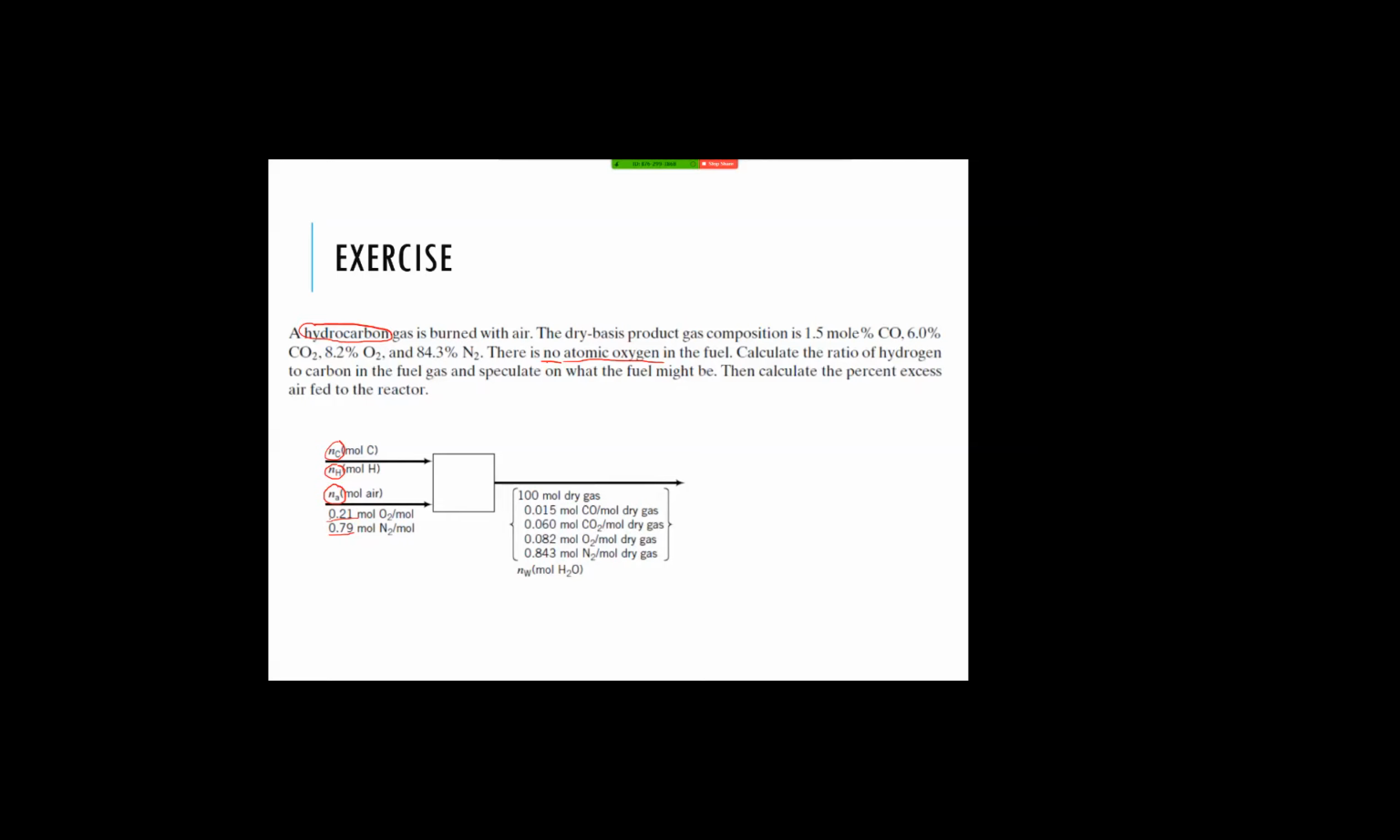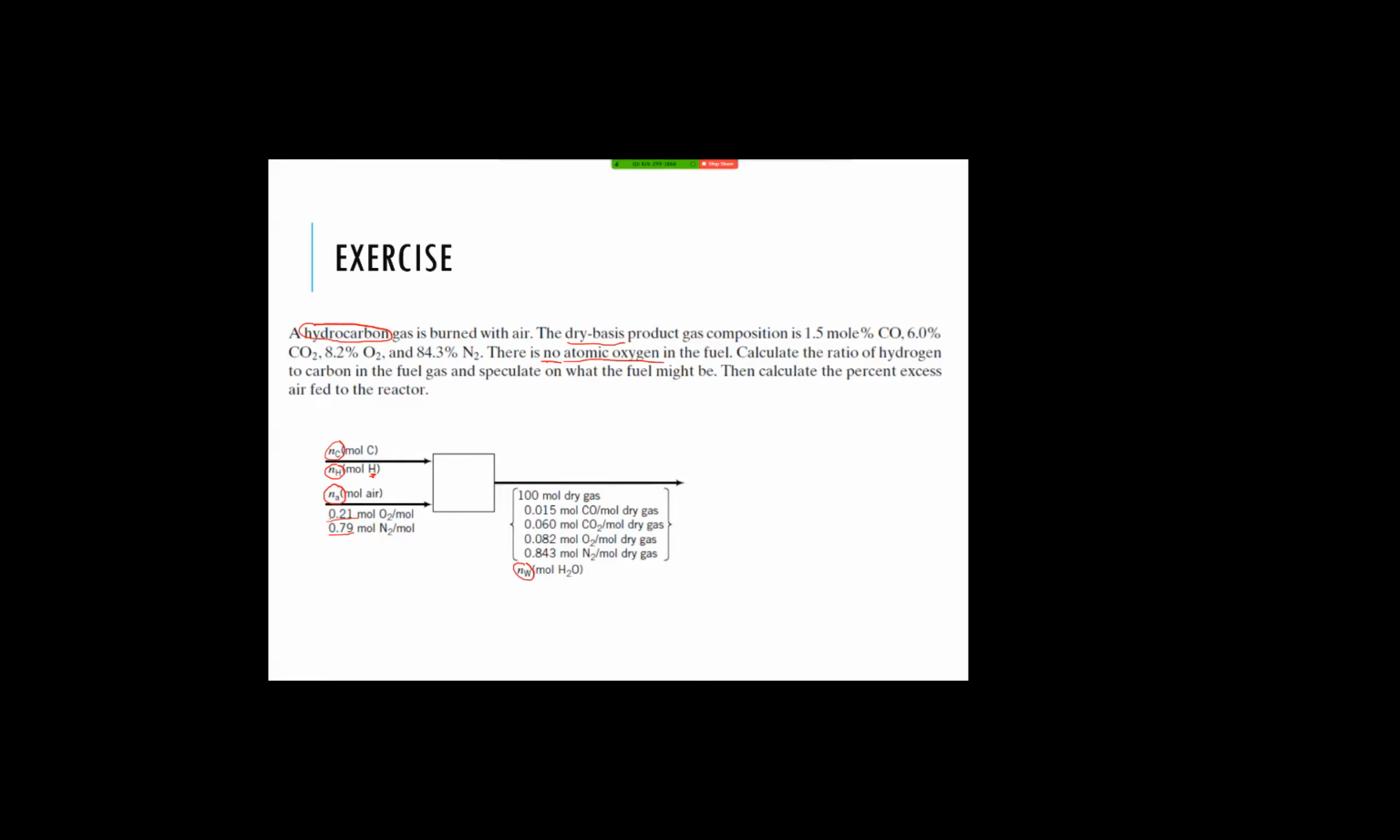And then in the outlet, it's telling us that the dry basis, without water, has these percentages. So we can propose that the stack gas is formed of these components: carbon monoxide, 1.5%, so 0.015 in fraction, 0.06 fraction of CO2, 0.08 fraction of oxygen, and 0.843 of nitrogen, right? And of course, if you have hydrogen in this fuel, water should be formed, so we need to add an amount of water that we don't know right now.